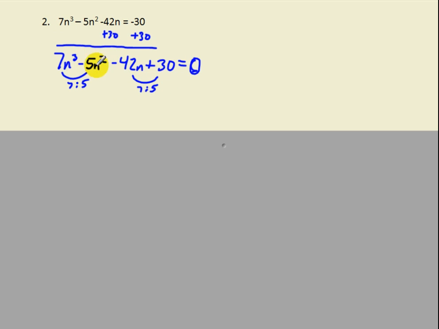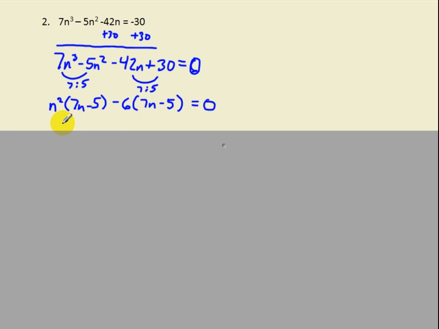So let's factor out what we can from the first two terms. And here we can factor out n squared. So that will give us 7n minus 5. And from the second pair of terms, we can factor out a 6. And I want the first term to match the sign of this one. So I'm going to factor out a negative 6. 42n divided by negative 6 is positive 7n. And then 30 divided by negative 6 is negative 5. So we end up with 7n minus 5 twice.